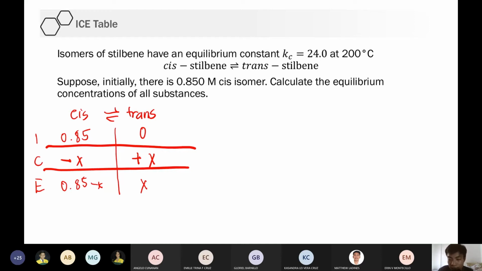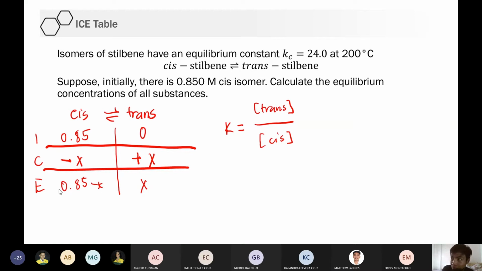Okay? So let's write the equilibrium constant. K is equal to trans divided by the cis. Okay? So, saan ko nakuha yung equilibrium constant? Dito sa equation. Okay? Tapos, anong gagawin ko? Plug in mo yung given. Ano yung mga given natin? Kc is given. Yung equilibrium expressions for cis and trans, given na rin.